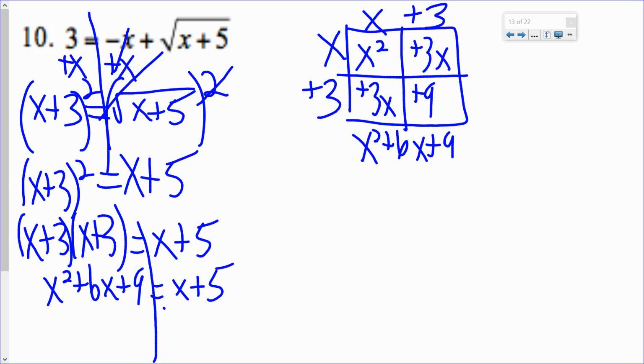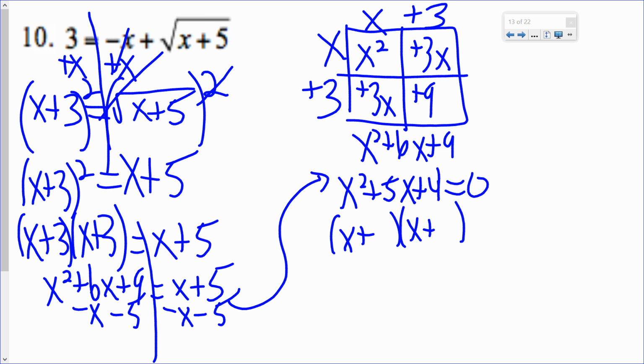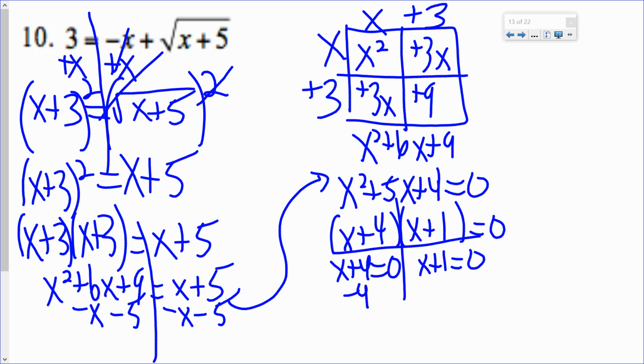Okay, you can pause it. Give me more time. We're going to bring everything to one side. X squared plus 5x plus 4 equals 0. I'm going to factor. What multiplies to 4? It adds to 5. 4 and 1. Set each factor equal to 0. And I get x equals negative 4, x equals negative 1.